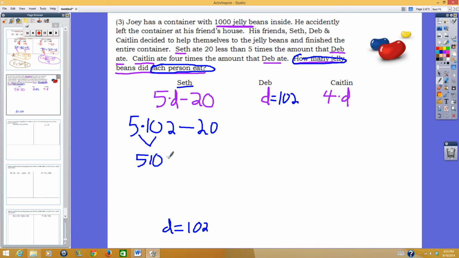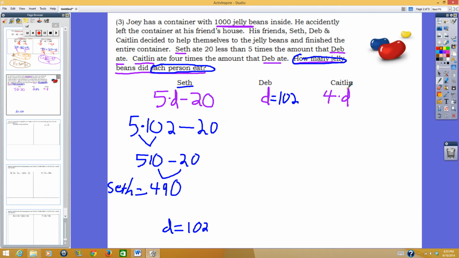510. Okay? Let's bring this minus 20 down since we haven't done anything. And then when you do 510 minus 20, your answer is going to be 490. So Seth, I'm going to write it here. Seth had 490 jelly beans, okay? Hopefully you're able to follow that.